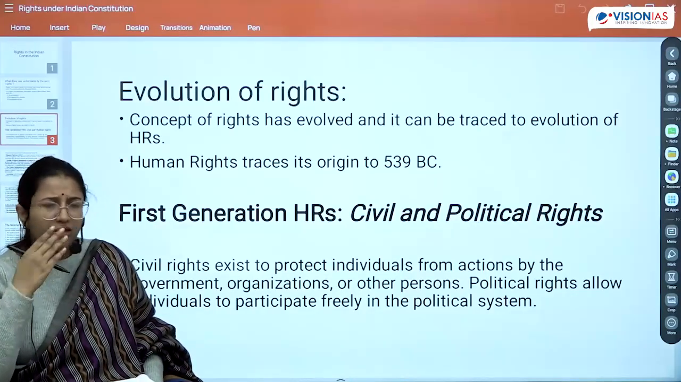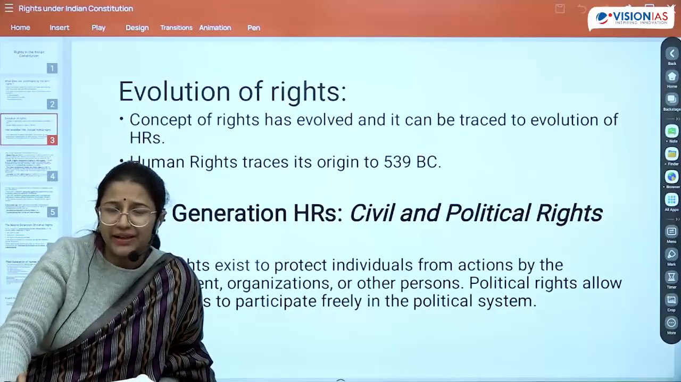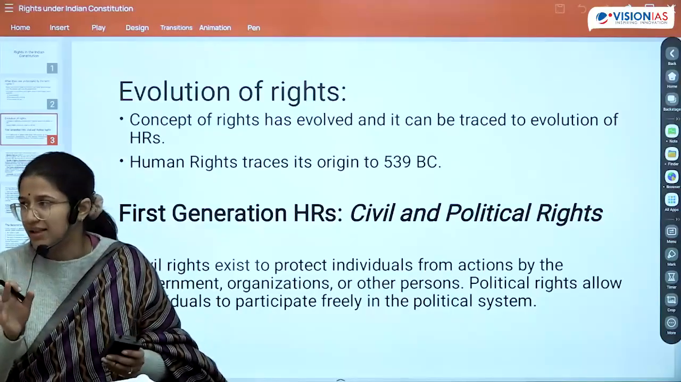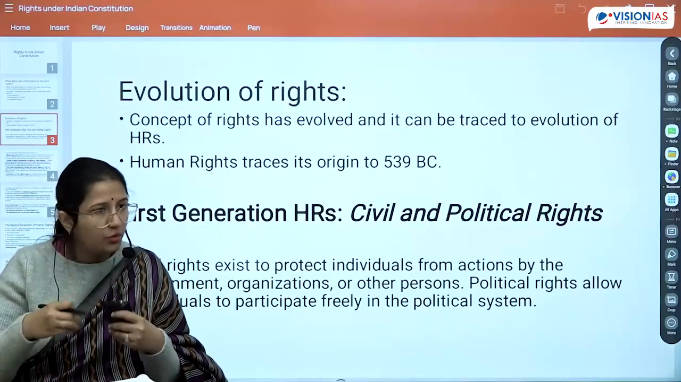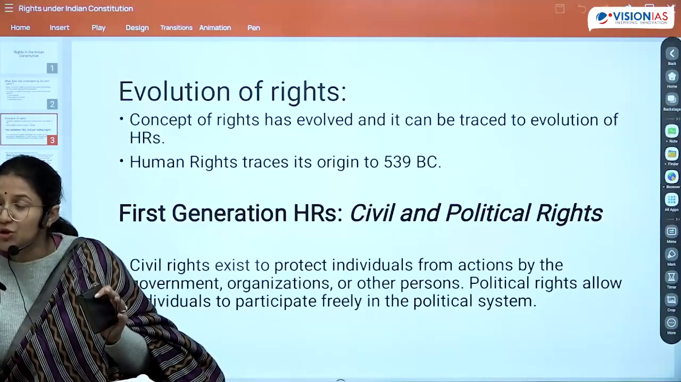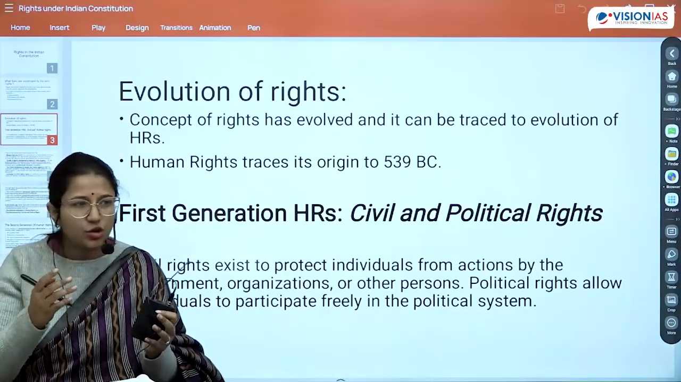Food, shelter and clothing. What else? How do you define human rights? Human rights are certain rights which are given to all human beings, by virtue of being human. These are certain rights. Who gave these?